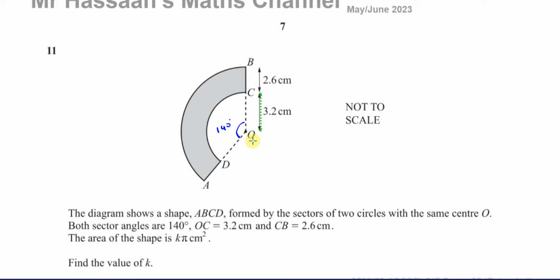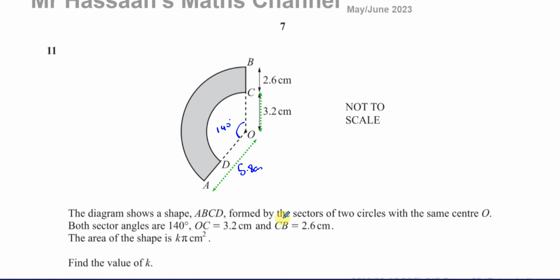All right. But the radius of the bigger circle is going to be the sum of those two. So it's going to be 3.2 plus 2.6, which is going to be 5.8 centimeters. That's the radius of that big circle. So it says both sector angles are 140, OC is 3.2, CB is 2.6. The area of the shape is K pi centimeters squared. Find the value of K.